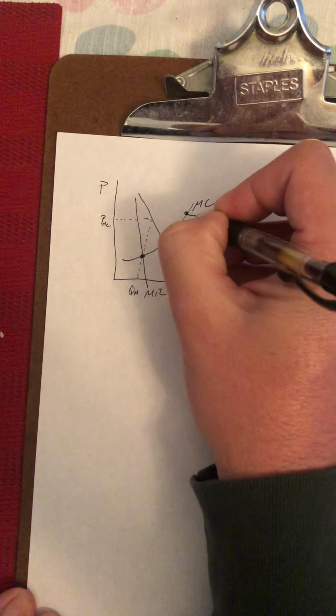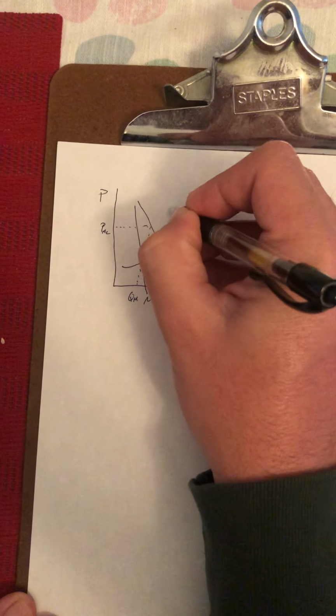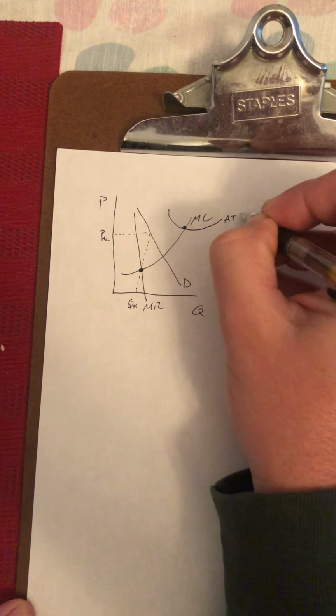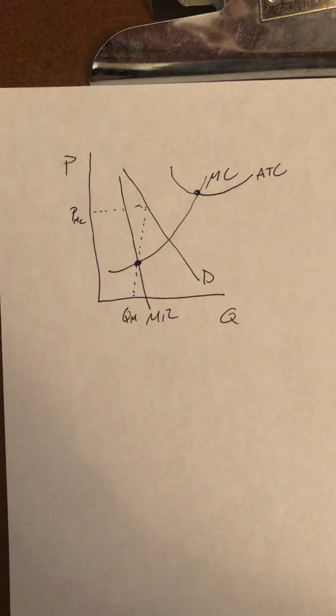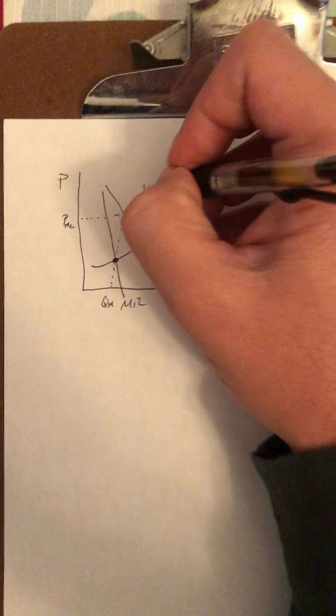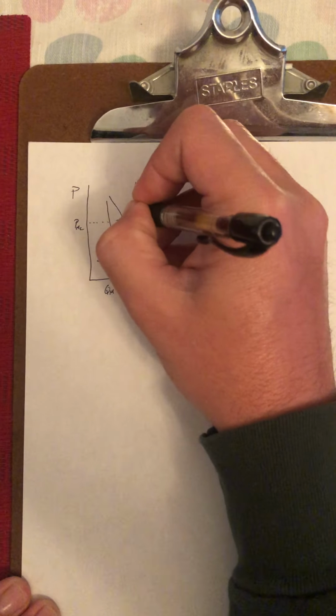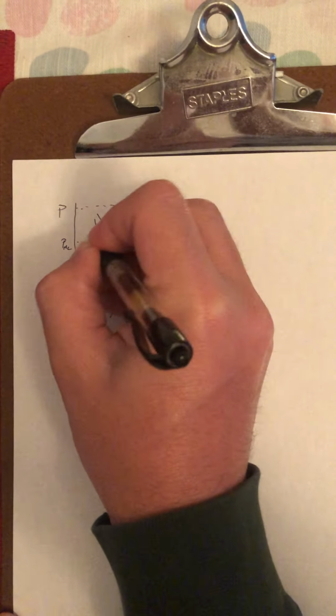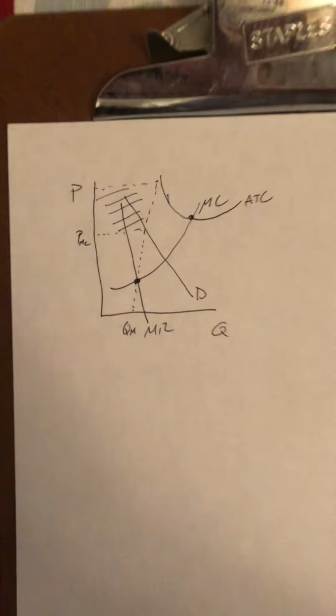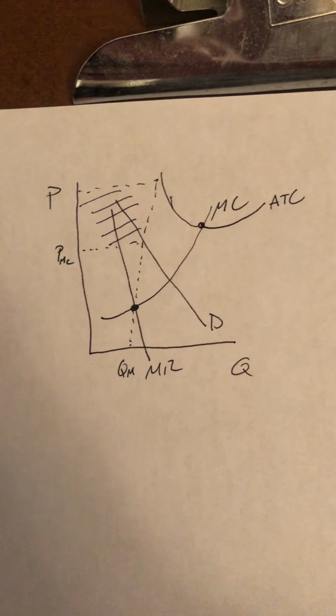So again, just pick a random spot up here, go up and up, label that ATC. And then they want us to show the area of loss. So we go straight up until we hit our ATC curve. Okay, and so that's how you would answer letter A.